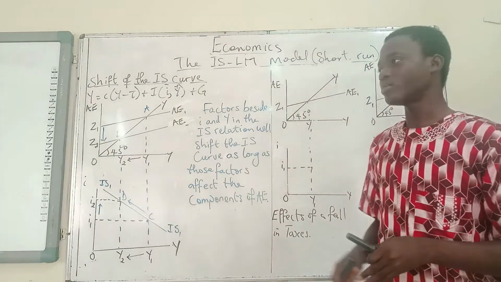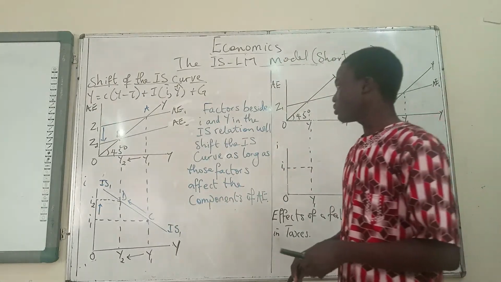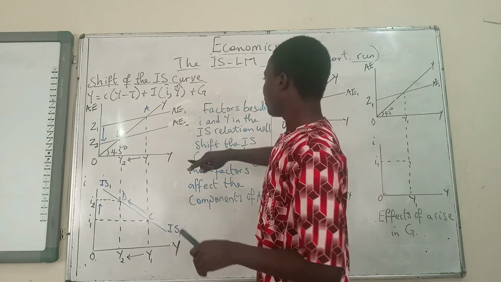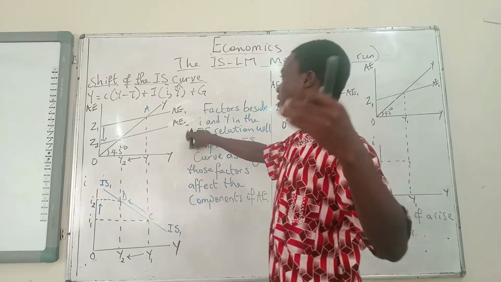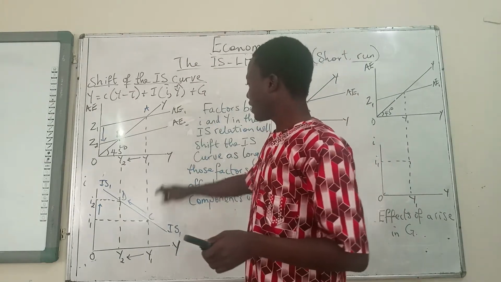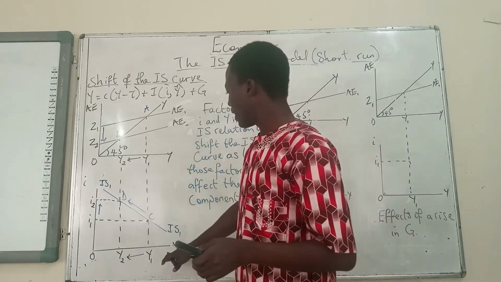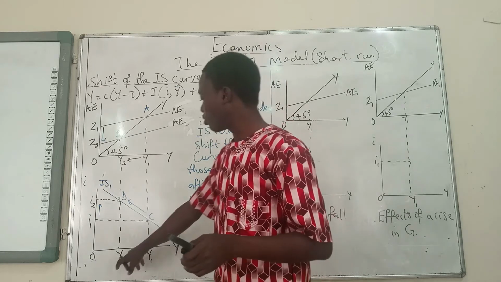One or two classes are dedicated to the multiplier. It will be easy for you to understand. So the interest rate made us move from AE1 to AE2 because it reduced investment, reduced consumption later on, and all of that. So that lowered Y from Y1 to Y2.